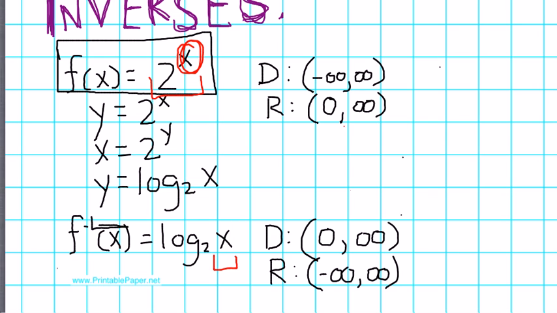So we should notice now that the domain of the original function is the same as the range of the inverse, and the range of the original function is the same as the domain of the inverse. That's because, to find the inverse, we switched x and y, so it makes perfect sense that the domain and range would be flipped.